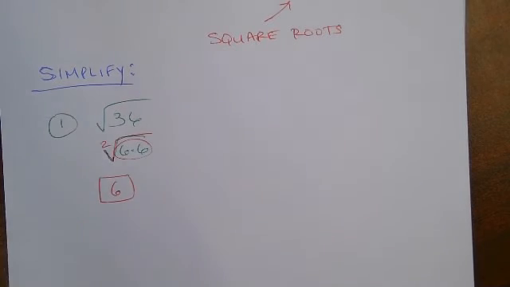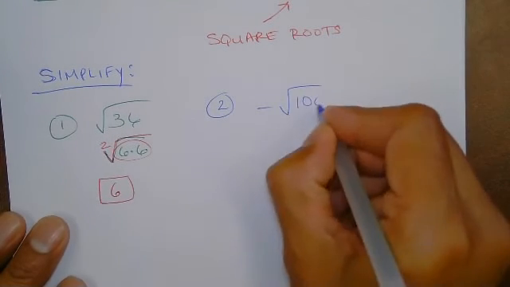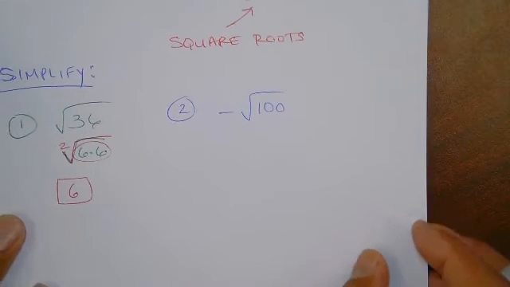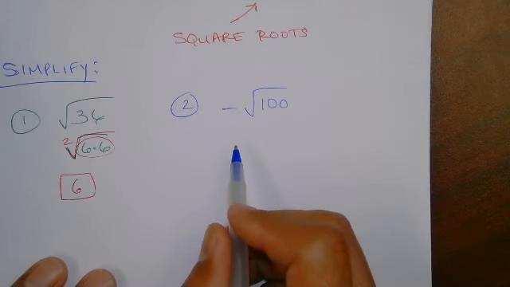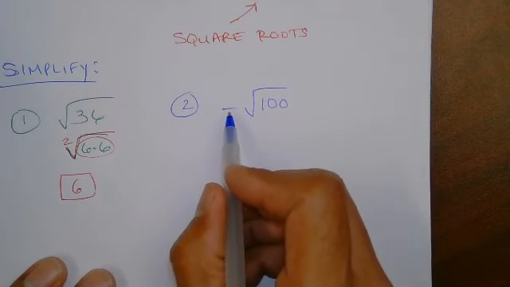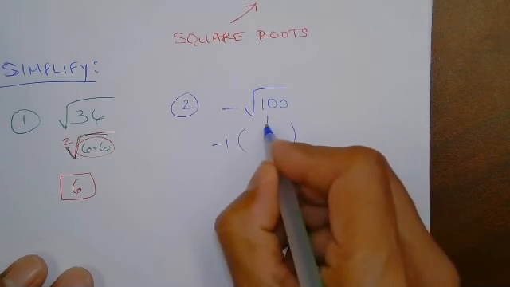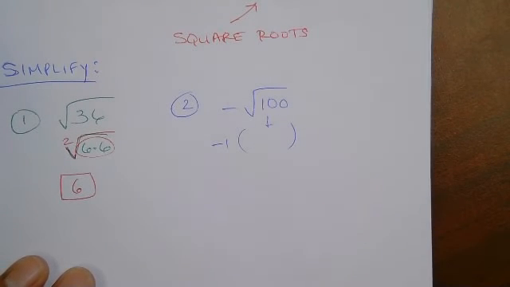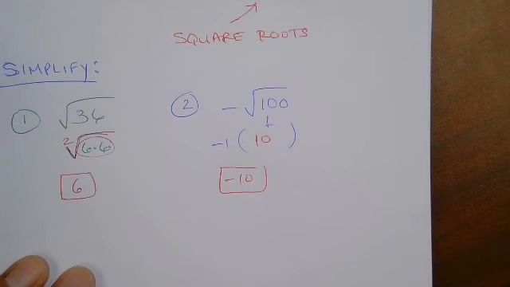Okay, you've seen that. That one's too easy. Number 2, how about if I put a negative square root of 100? Well, the answer is just going to be negative, and this is like a negative 1 multiplying to whatever the square root of 100 is. The square root of 100 is 10. So everybody good with negative 10?